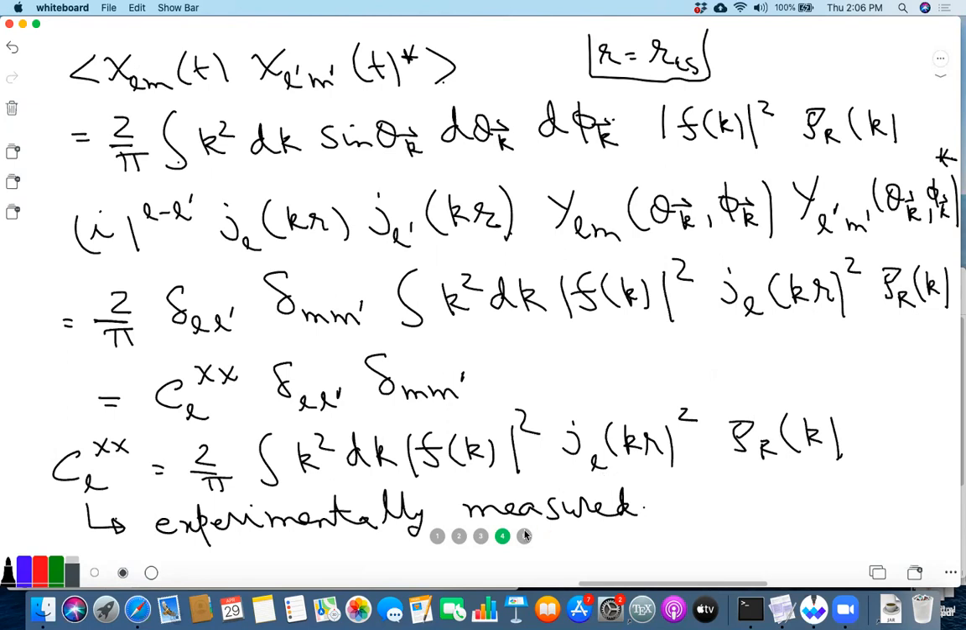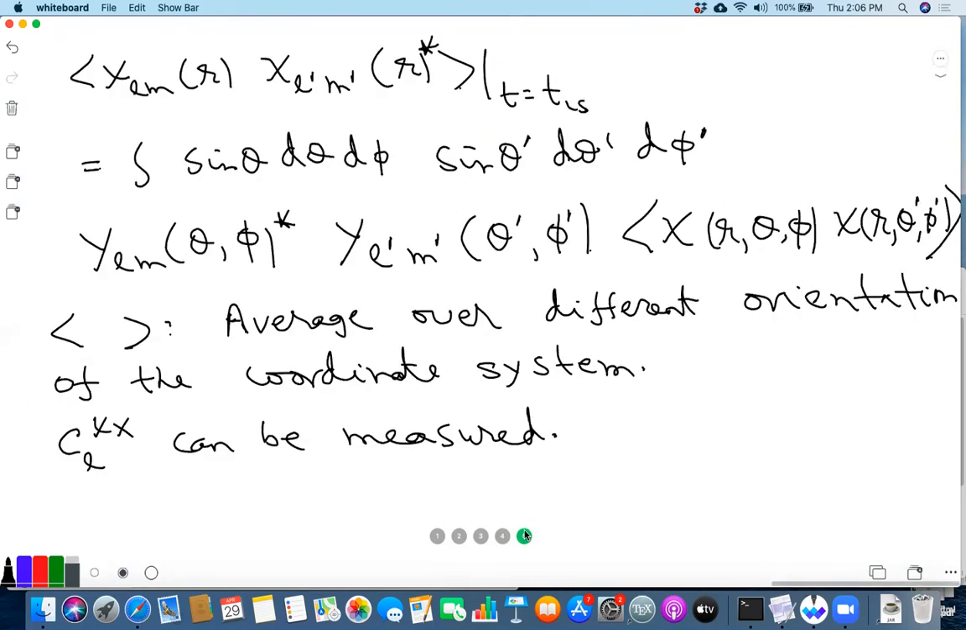Are there other questions? Okay. Let me emphasize again that this averaging essentially ensures that this two-point function depends only on the arc length that separates theta phi and theta prime phi prime. And it's an easy exercise to show that once that is the case, this integral will automatically produce delta LL prime, delta MM prime.